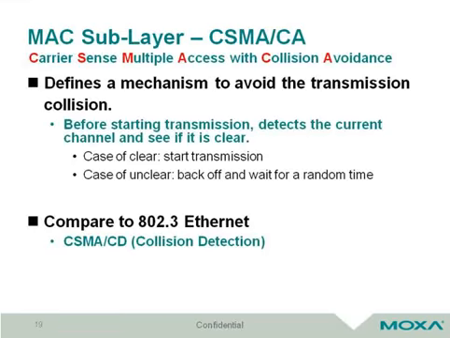rate. You may still remember that I introduced CSMA/CD in the course Ethernet Essentials. Why not use the same technology here? The collision detection wastes transmission capacity, and 802.11 uses collision avoidance instead. Before a node starts transmission, it detects the current channel and sees if it's clear. If yes, start sending. If no, back off and wait for a random time.